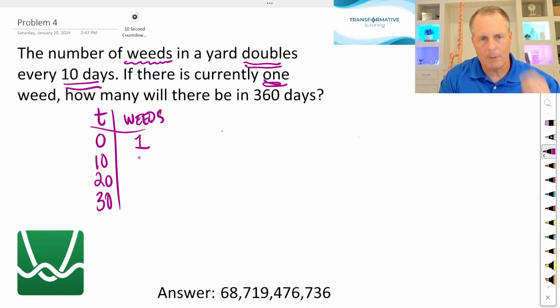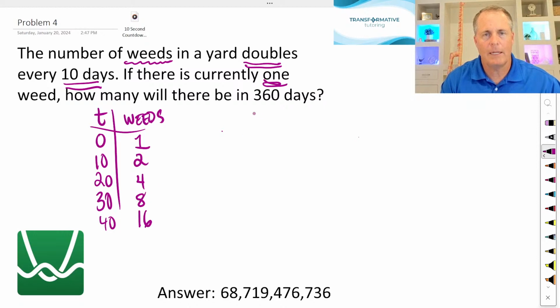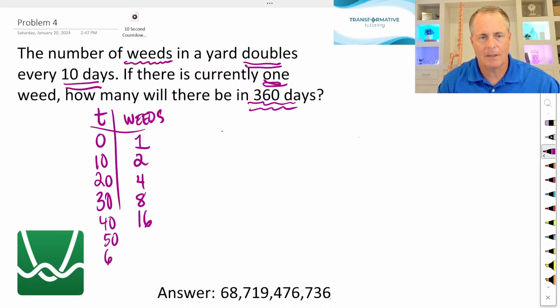And if it doubles, well, then we're going to have 2 weeds after 10 days. That's not too bad, right? But then those 2 weeds double, and now we have 4. And then those 4 weeds double, and we have 8. So these weeds are starting to grow kind of quickly. And I'm trying to show you 360 days, which is about a full year. So if we needed to figure out, well, I probably don't want to count by tens all the way to the end of the year, do I?